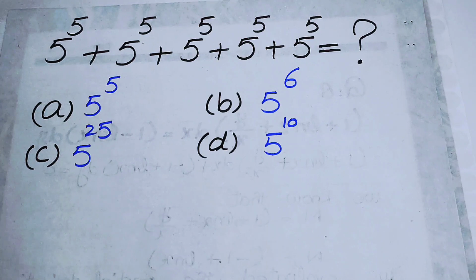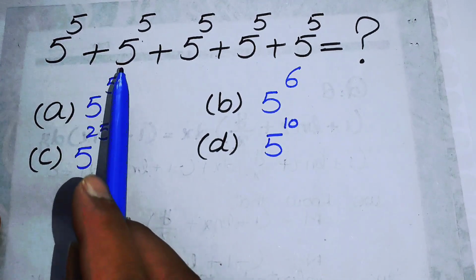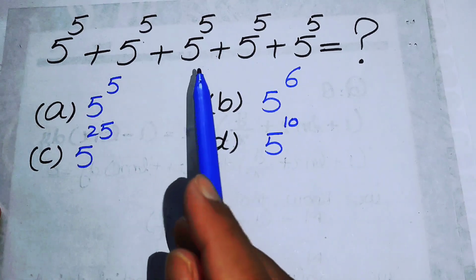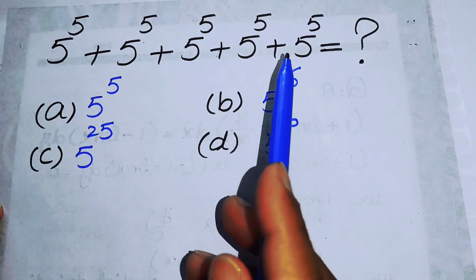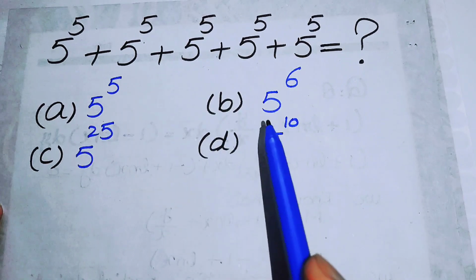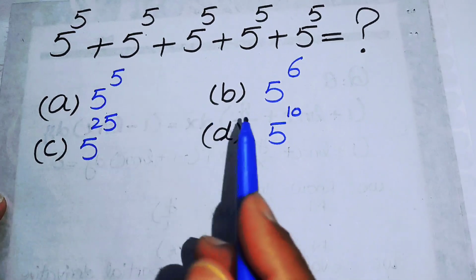In this video, we are going to solve this nice exponents problem. Here we have 5 to the power of m plus 5 to the power of m plus 5 to the power of m plus 5 to the power of m plus 5 to the power of m. And we can choose the correct option. Okay, so I can solve this problem and find the correct answer.